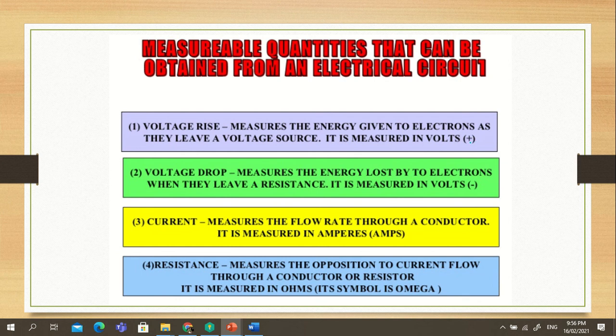Plus means rise. Then current measures the flow rate through a conductor. It is measured in amperes, amps. A resistance measures the opposition to current flow through a conductor or resistor. It is measured in ohms. Its symbol is the symbol omega. No? The symbol omega. Okay, so this is the omega symbol.